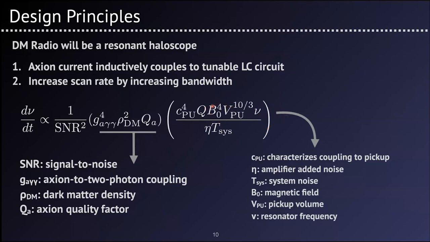An unfortunate fact about telescopes is that this magnetic field term always plays a very critical role. You can see there are a number of other factors here as well.